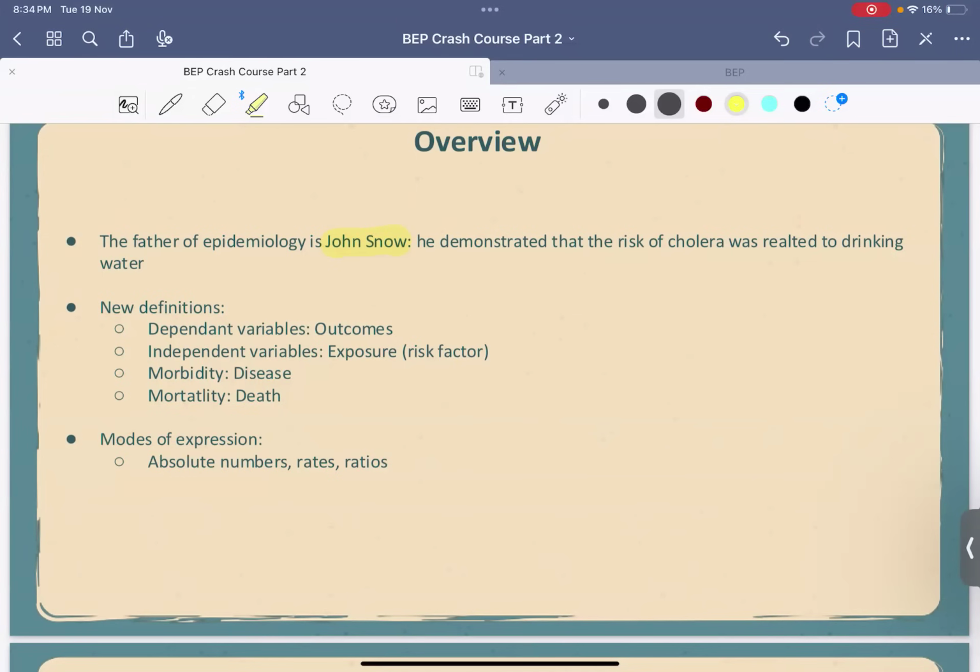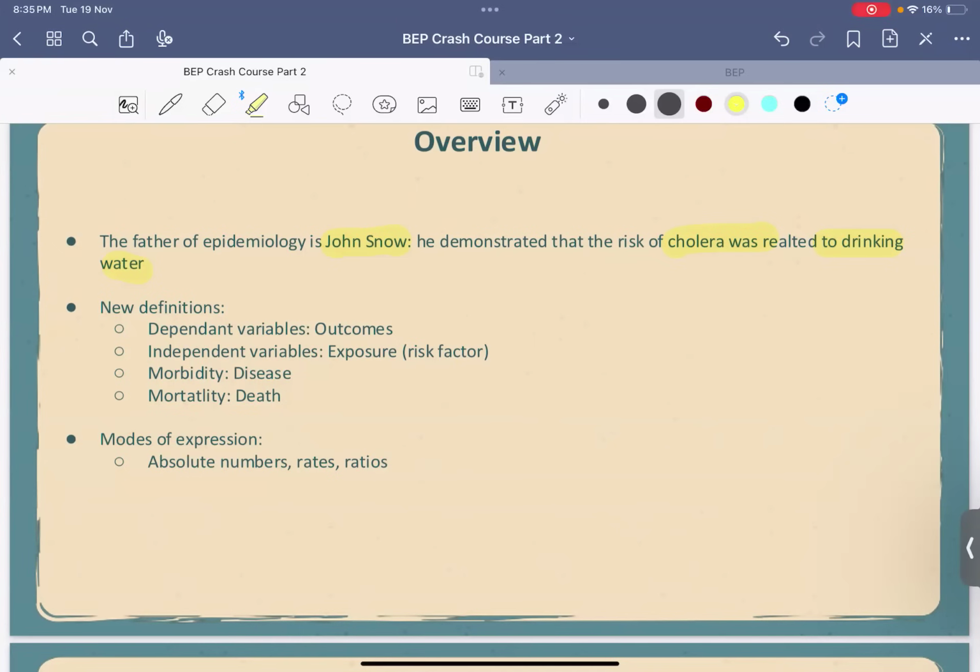Okay, so epidemiology is the distribution and determinants of diseases. Distribution: where are they distributed, among whom. And determinants are risk factors. So he demonstrated that the risk of cholera was related to drinking water. So he demonstrated a determinant of a disease, and that was when epidemiology was first introduced.